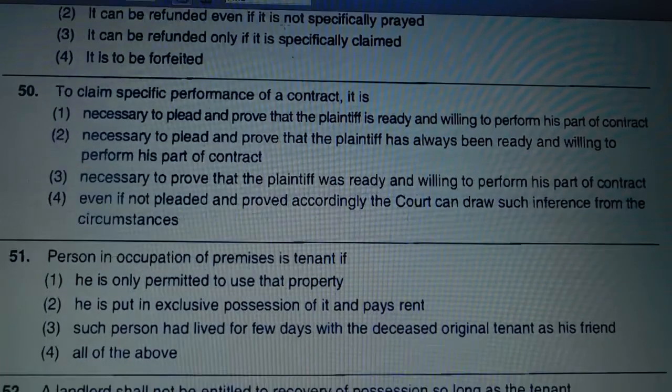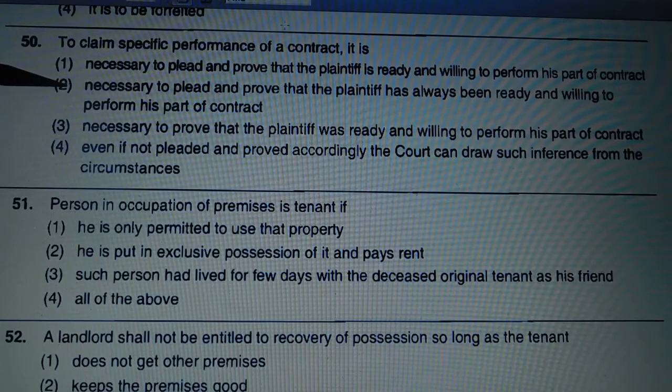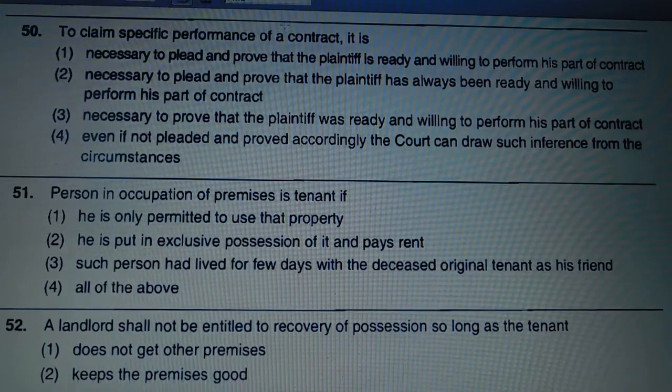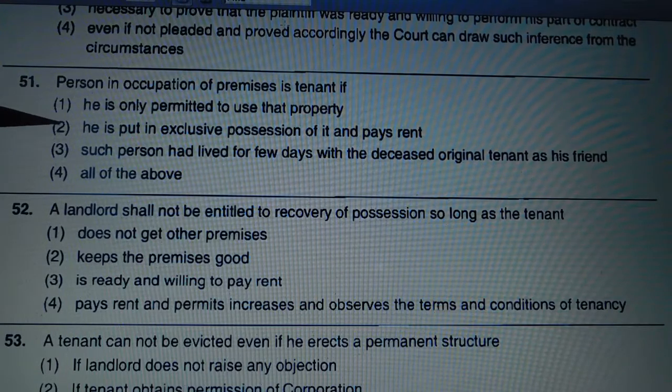To claim specific performance of a contract, the answer is necessary to plead and prove that the plaintiff has always been ready and willing to perform his part of contract. Question number 51. Person in occupation of premises is tenant if the answer is he is put in exclusive possession of it and pays rent.